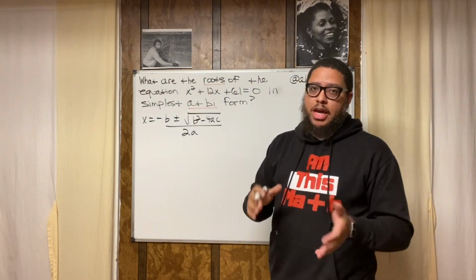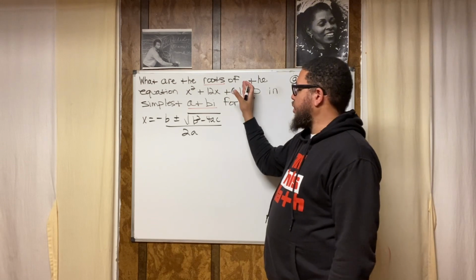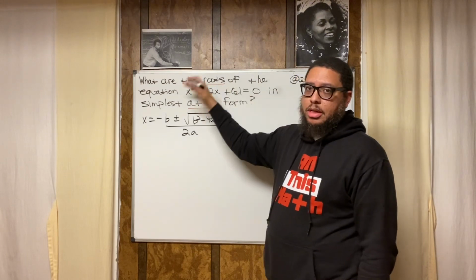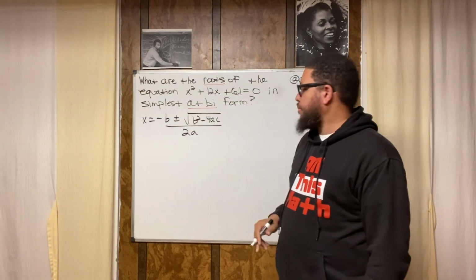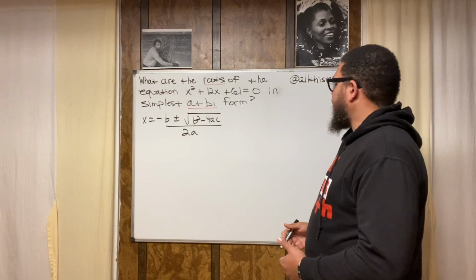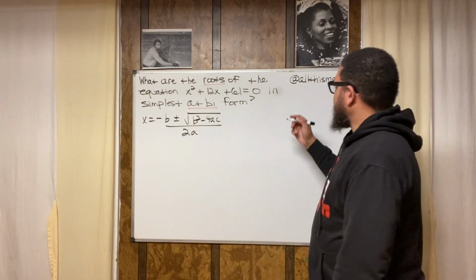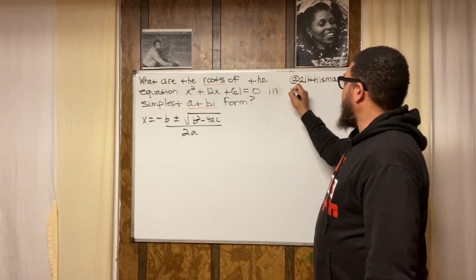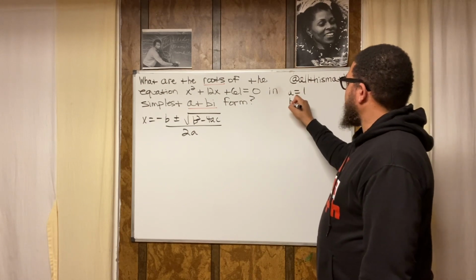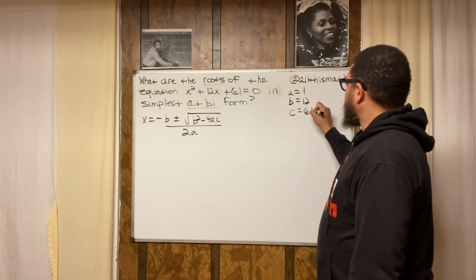You can't label A, B, and C until the equation is in standard form, which means all the x's and the non-zero numbers are to the left and you've got a 0 on the right. So what we could do is this. We might as well just label what A is, B is, and C is. In this particular problem, A is +1, B is 12, and C is 61.